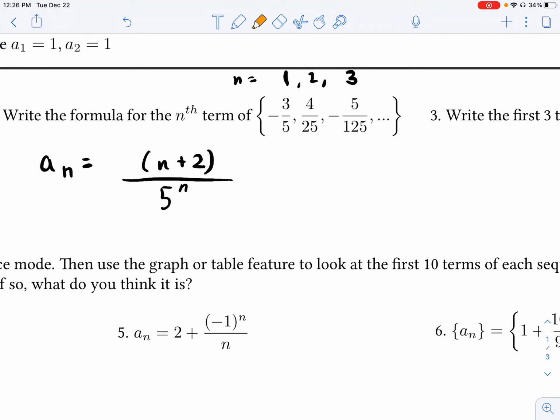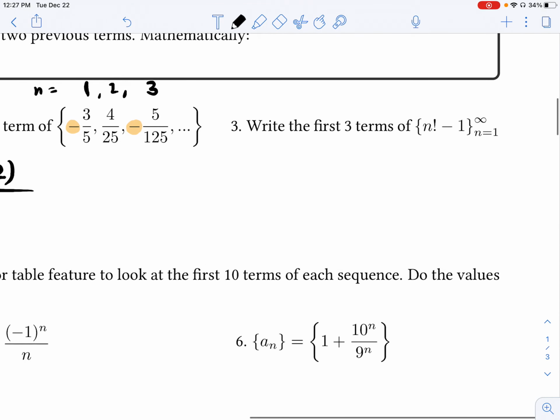And the final thing that I want to highlight here is that we notice that our signs are alternating, right? We go from negative to positive back to negative. So here we would just want to write that this is negative 1 to the n power. And just check to make sure that that indeed works. When n is equal to 1, we have a negative first term. So there's our a sub n rule. All right. Now let's look at number 3 here.